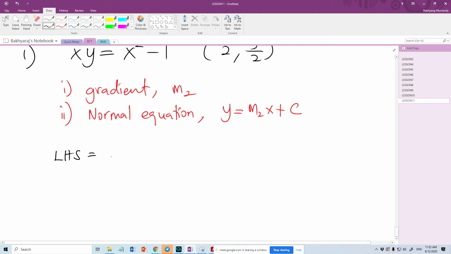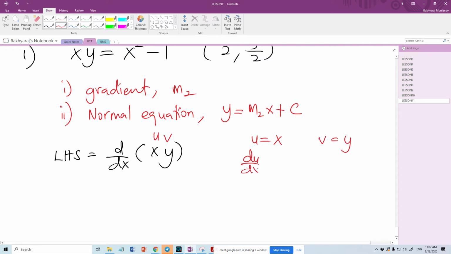Left hand side is actually d over dx. I need to differentiate xy. Okay, so since ada xy, I need to use product rule uv. So u is actually x, v is actually y, du dx is actually 1, and then you get dv dx. Okay, dv dx you get dy dx lah.